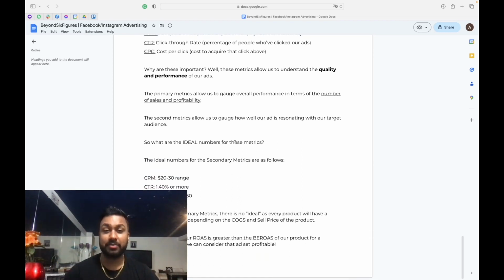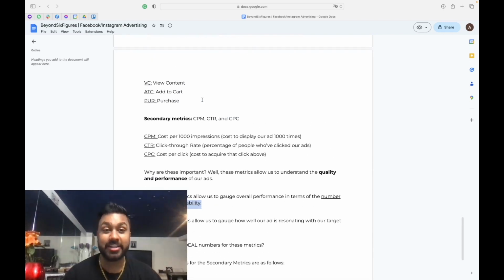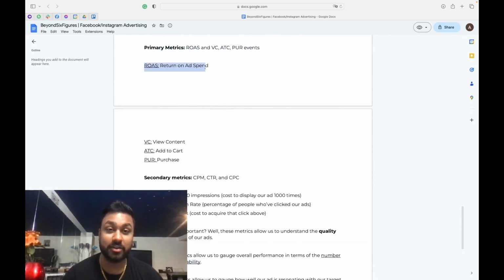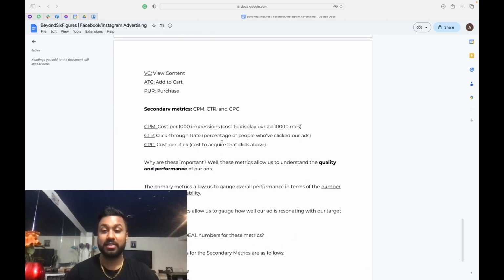So the primary metrics allow us to gauge the overall campaign performance in terms of number of sales and profitability. Number of sales because the primary metric, the purchase event, tells you how many sales you're getting for that specific audience for the product that you're running. And the performance of your ads as well, because not only are you getting these number of sales with the purchase metric, but you're also getting the profitability from the return on ad spend, as we were talking about right here. So that's the profitability and sales, right?